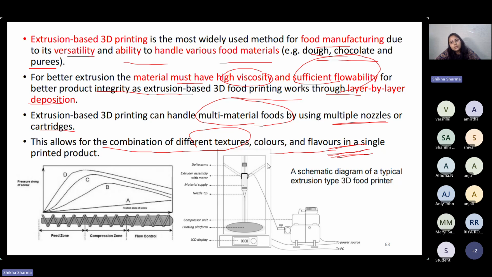Usually a 3D printer has a main extrusion assembly which is connected with a motor. Here is its nozzle. In this area there is a feeding zone where the feed will come, and then it will be compressed and the flow control will be there, and from the nozzle the food will come out and deposit layer by layer on this platform.